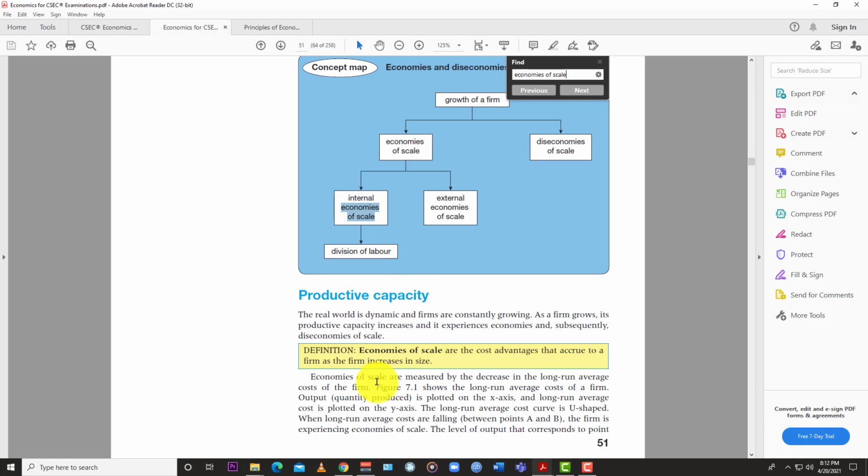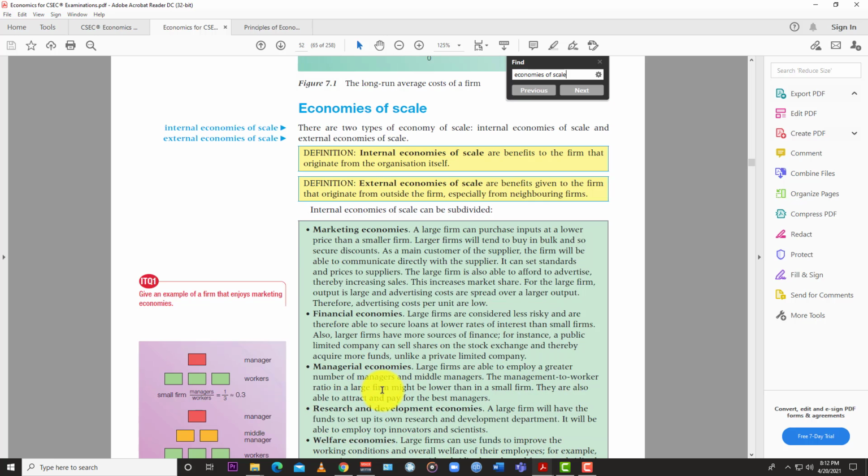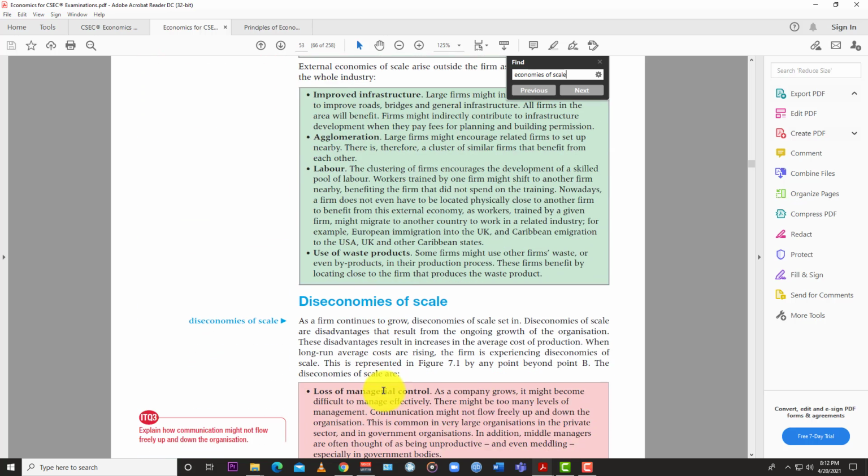And of course, diseconomies of scale would be the opposite, where as the firm's output goes up, as the firm increases production, the average total cost tends to rise with the output. That should not be, but it tends to rise. So as a firm grows, diseconomies of scale set in. These diseconomies of scale are disadvantages that result from an ongoing growth of the organization. These disadvantages result in an increase in the average cost of production. And so that's the opposite right there.